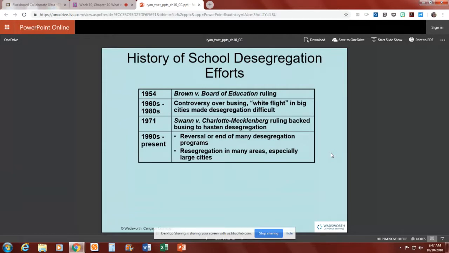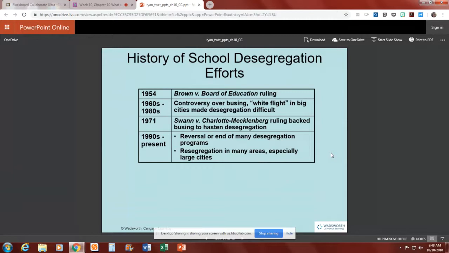And of course, just because the law passes doesn't mean that everyone buys in and does what they are supposed to do. In the 1960s and the 80s, there's this controversy over busing, and there's that white flight. And you think about desegregation.